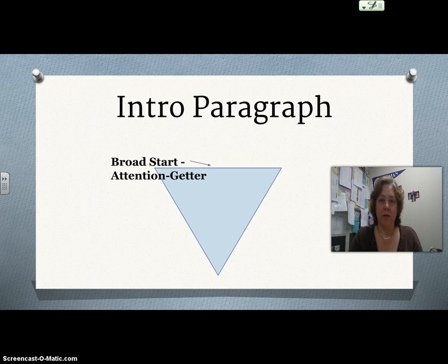Your introductory paragraph should resemble a triangle standing on its point. It starts broad. It starts with a broad topic and works its way to the point, or your thesis. So you need to start with an attention getter.